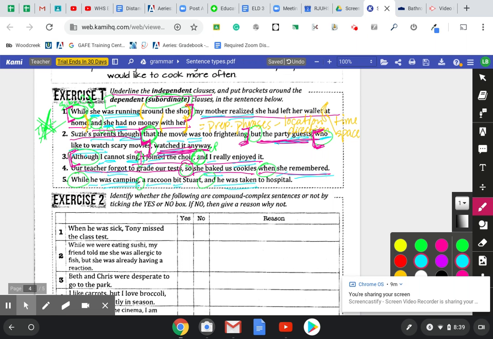He was taken. So now let's go through and identify independent and dependent. While he was camping, well, that's my subordinating conjunction. So there you go. There's a subordinating clause. And a raccoon bit Stuart. He was taken to the hospital.